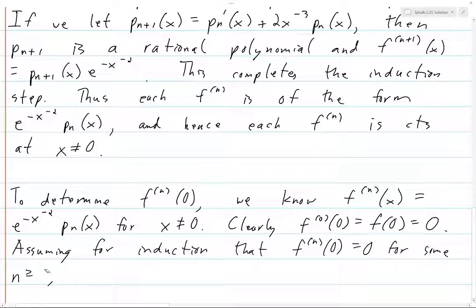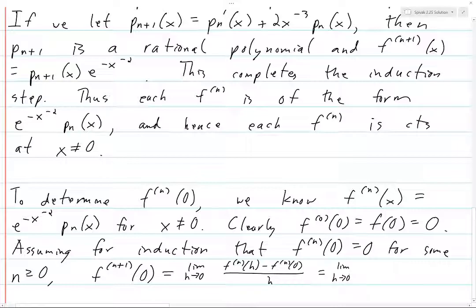f to the n plus 1 of 0 equals the limit as h goes to 0 of, let's see here, what are we taking the limit of? We're taking the limit of f to the n of h minus f to the n of 0 over h. And so this becomes the limit as h goes to 0. And then on top, the f to the n of h is going to become e to the minus h to the minus 2. And we multiply by Pn of h. And the minus f to the n of 0 becomes 0 because of the induction hypothesis. And we're still dividing by h here, so that's good.